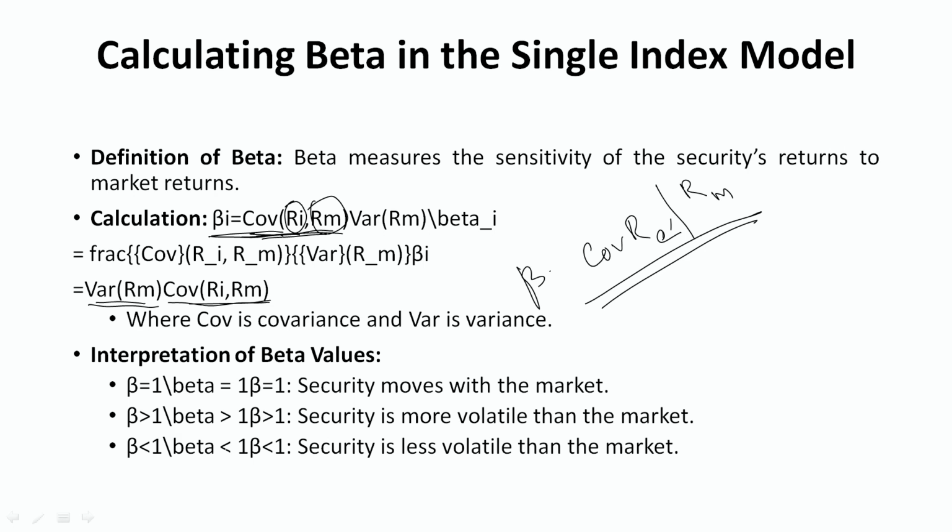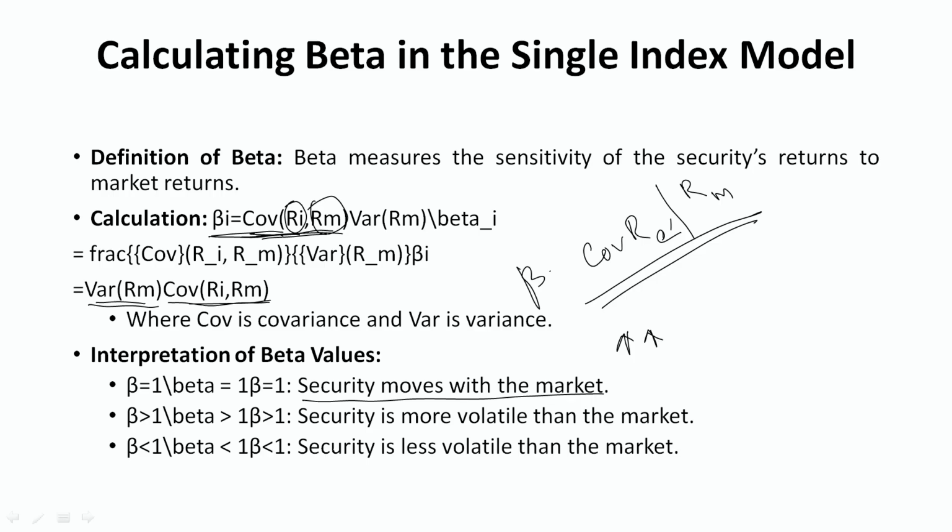Okay. How do I interpret beta? If beta is equal to 1, then it means that the security moves along with the market. Whatever stock I am holding is going to go along with the market. If the market increases, my stock will also increase.